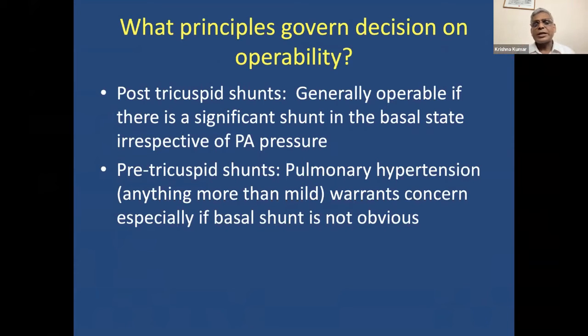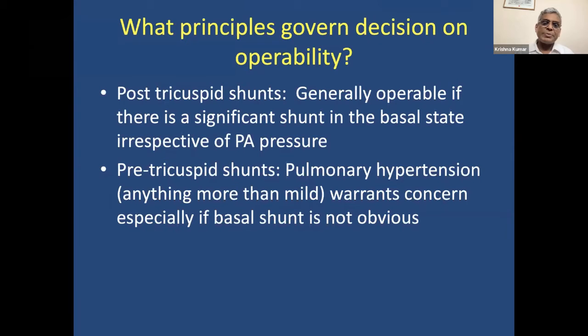for trying to distinguish between post-tricuspid and pre-tricuspid. The rule for post-tricuspid is if there is a significant shunt demonstrable in the basal state, irrespective of PA pressure, generally they are operable, particularly if this is a young child. As they get older, it becomes a little more difficult, but by and large, if you find a large shunt demonstrable, whichever way you choose to demonstrate it, they are operable.